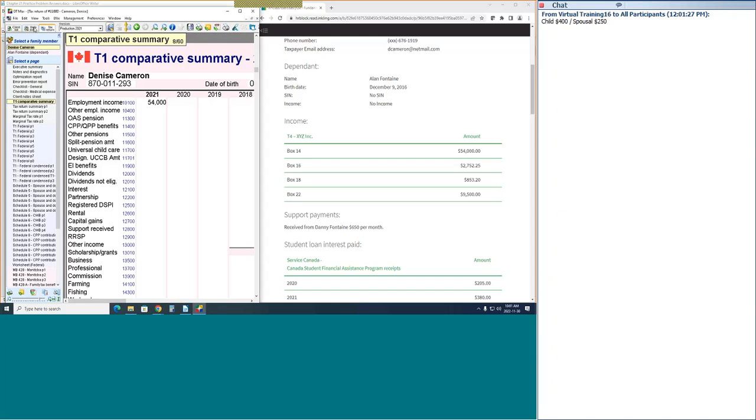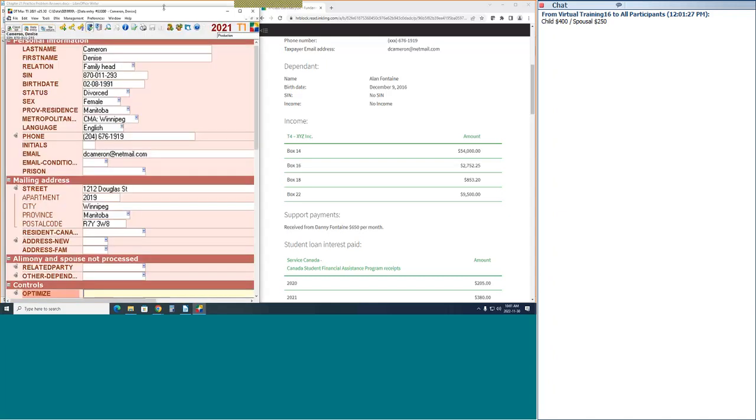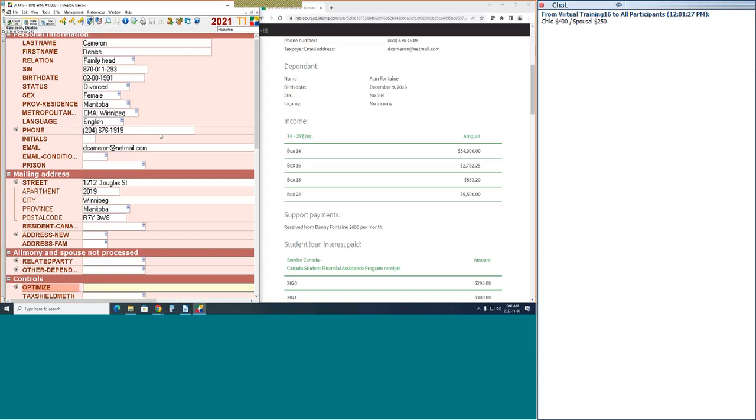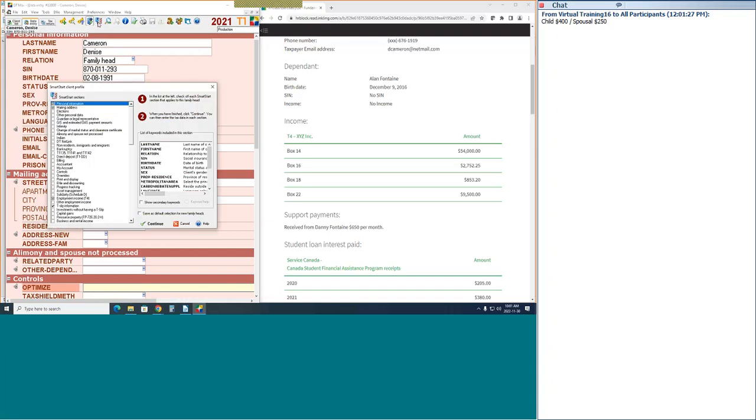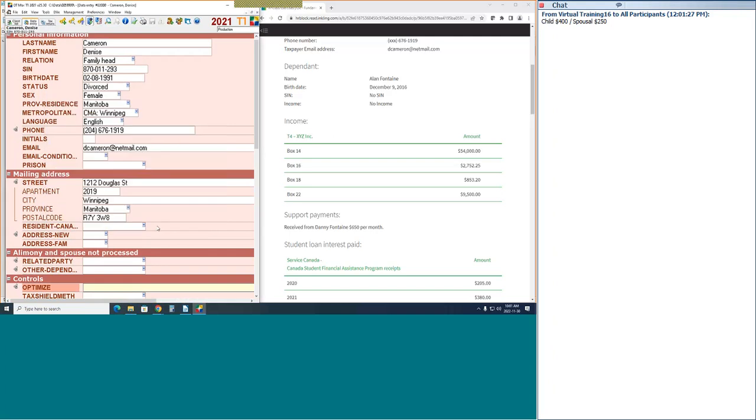So if I go back to my data entry for Denise, this is something that is relevant to her. Even though the child support is going to Alan, it is going to be her reportable income. And this time, I'm going to go into alimony and spouse not processed. I'm going to use a different drop-down box. Up until now, we've used related party only when we don't want to create a second file for someone who is a current spouse. Now I want to talk about how to use it for someone who is not a current spouse.